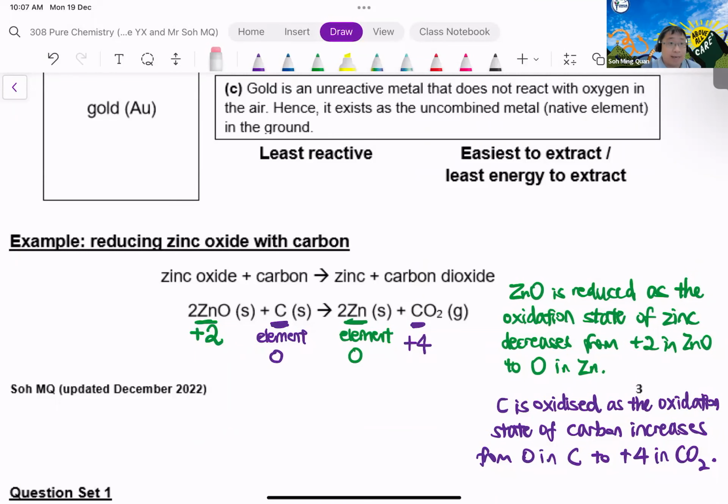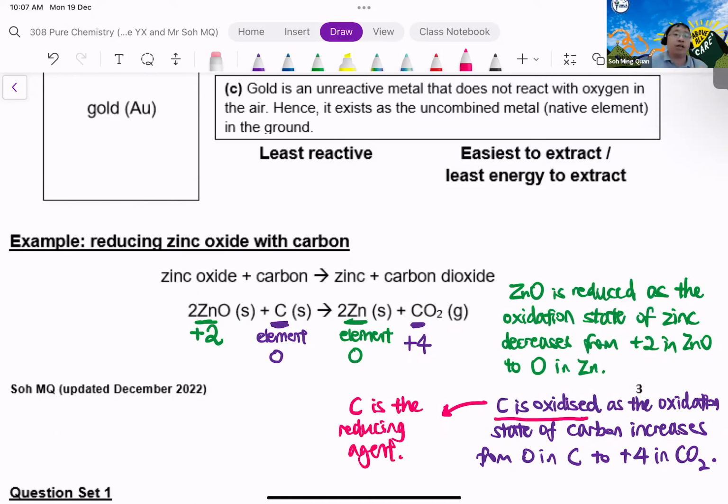Now, to add on to our understanding of redox, we have learned how to calculate oxidation state. We have learned how to use oxidation states to explain whether something is reduced or oxidized. We have also learned what a reducing agent is, what an oxidizing agent is, right? So a reducing agent reduces other things. It causes other things to be reduced. So the reducing agent must itself be oxidized. And hence, carbon is the reducing agent.